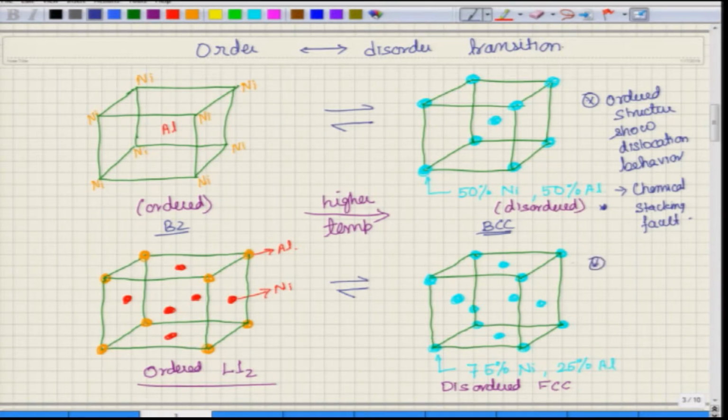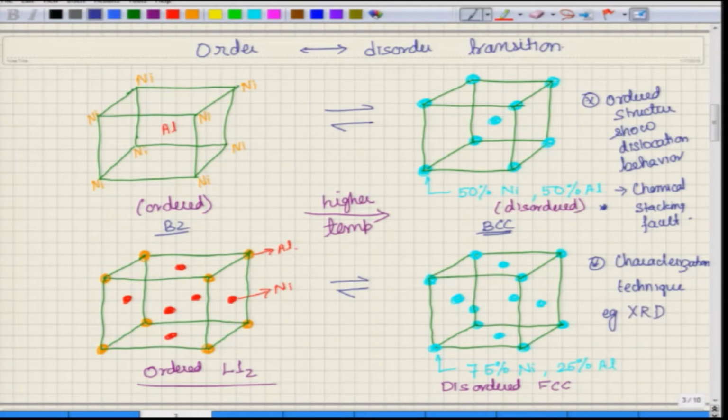Now that we are talking about the ordered and disordered structure, this one is called L12, and this is called FCC. Now, do you think you can actually differentiate by any means? Is there any characterization technique which can say, okay, this is not ordered Ni3Al, this is disordered, or this is ordered Ni3Al versus a disordered Ni3Al? So, yes, there are indeed techniques. For example, even your XRD.